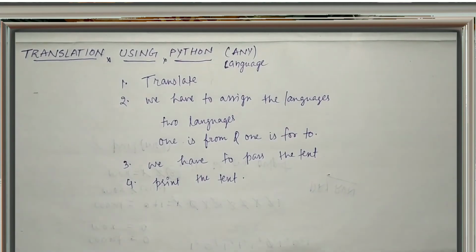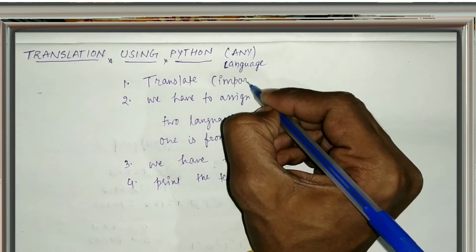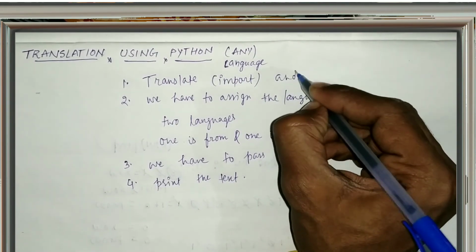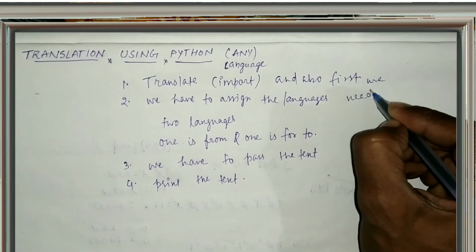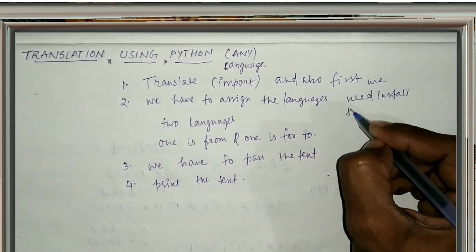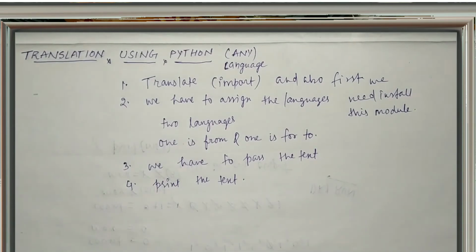We need only 4 lines of code. That is, first we have to import translate, and also first we need to install this module. After that we will write just 4 lines of code to translate a sentence from any language to any language very well. So let's see this in our Python IDE, that is PyDroid.